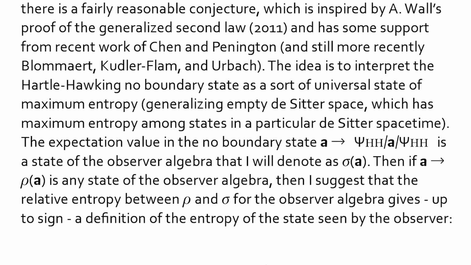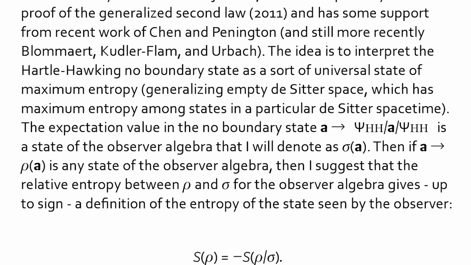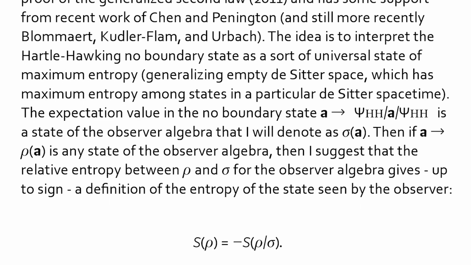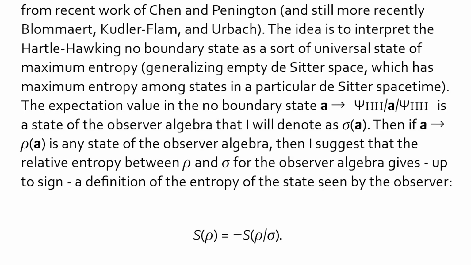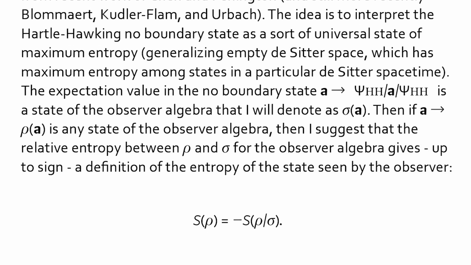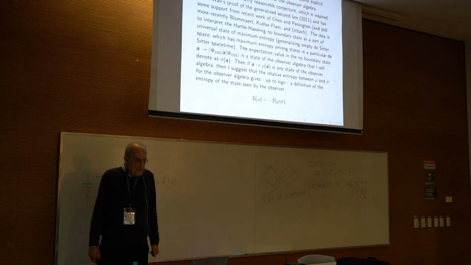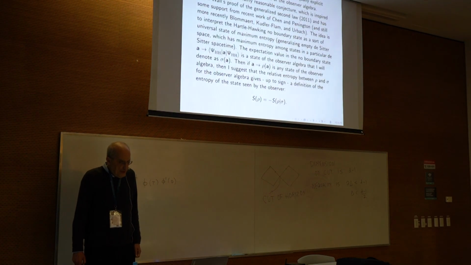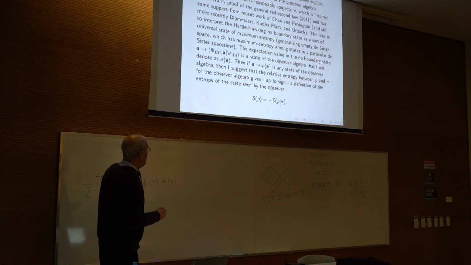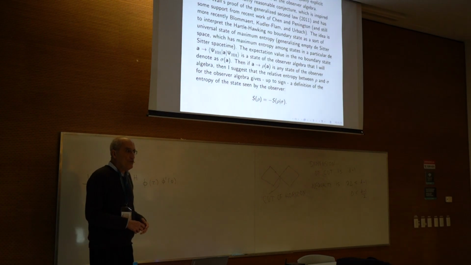Assuming the no-boundary state is well defined in a general spacetime, the expectation value of an operator in the observer algebra in the no-boundary state is a state of the observer algebra that I'll call sigma of A. So sigma is motivated by the fact that I use sigma max for the maximum entropy state in de Sitter space. Maybe I should have called this sigma no boundary. So then if A going to rho of A is any state of the observer algebra, then I suggest that the relative entropy between rho and sigma for the observer algebra gives, up to sign, a definition of the entropy of the state seen by the observer. So this is the proposed general definition of entropy in cosmology.